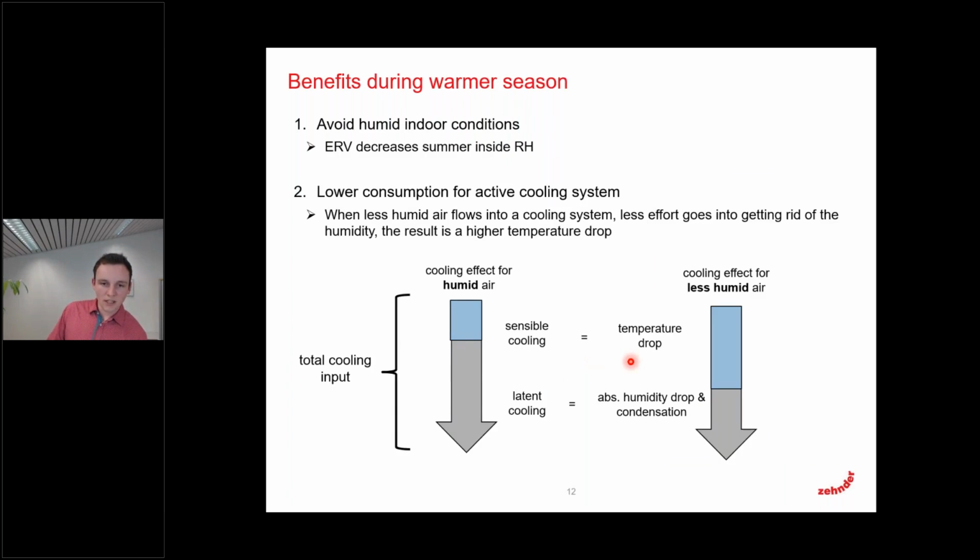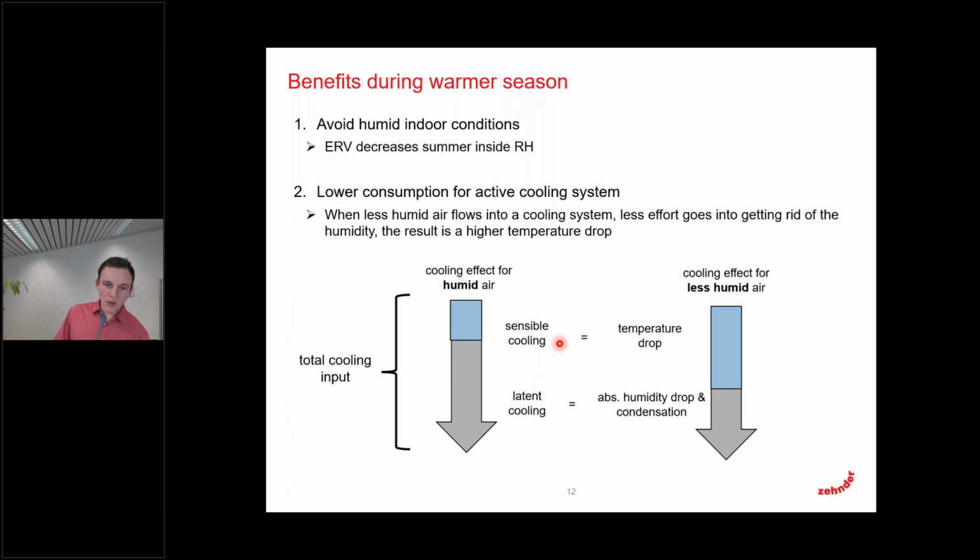Now we take a look at the benefits during the warmer season. Firstly, the main advantage is also the comfortable indoor climate, which can be provided using an ERV. In summer, the ERV decreases the inside relative humidity, as you have seen in the HX diagram.